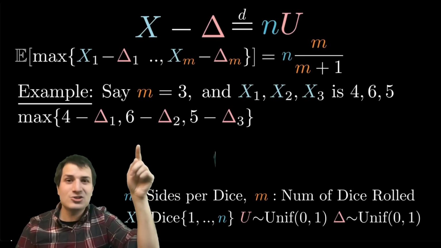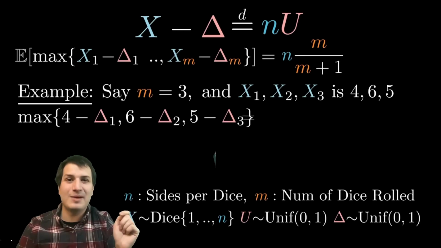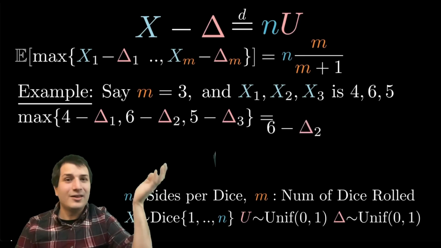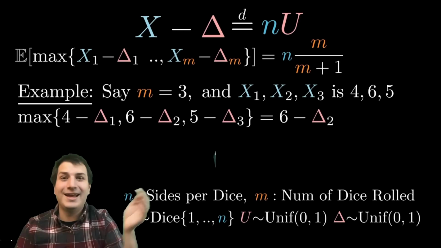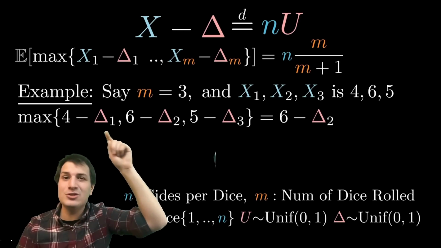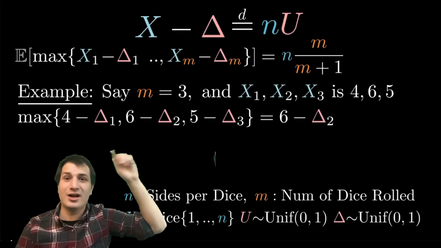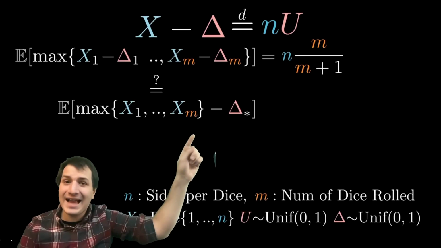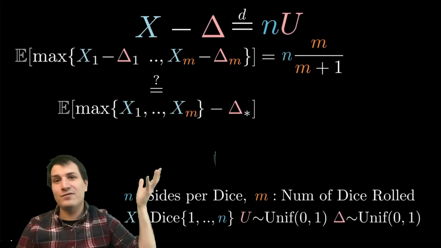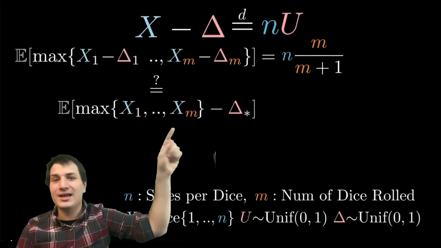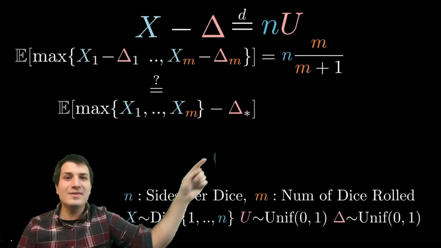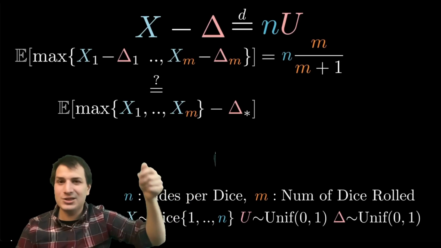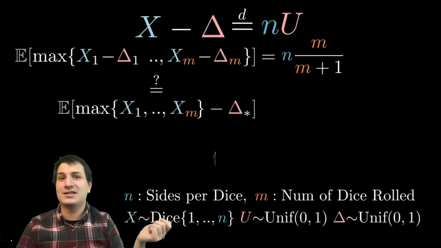So the maximum is just whatever is in this middle term. It's 6 minus delta 2, right? That is going to be the maximum no matter what. And so based on this example, you might hope that when you do the maximum of this whole combination of x's and deltas, really what you get is the maximum of just all the x's minus the delta of the winner. So whichever x is the biggest, that will be the maximum over here. And then this little delta is sort of along for the ride. It's whichever delta came with the maximum x value.